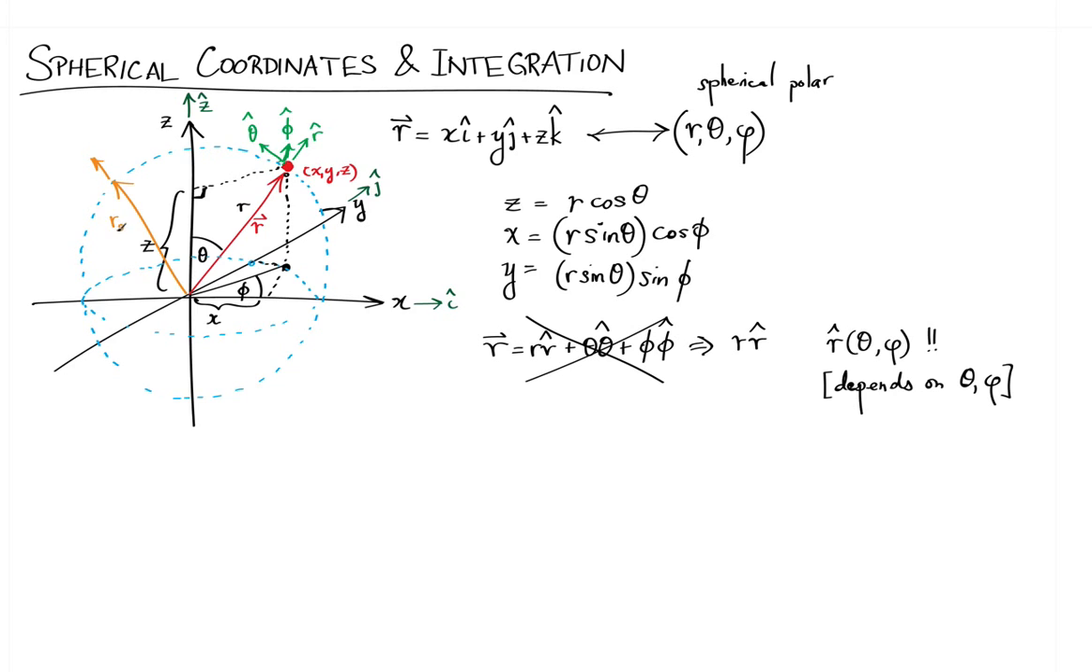So if I called this r2, then r2 hat would point over this way. It has no dependence on r because r is just a length. R just tells you how long this vector is. And since r hat, theta hat, phi hat, and r2 hat are all unit vectors, they don't care about the length. It's always length 1. Okay? So one thing that's really strange is that r hat depends on theta and phi.